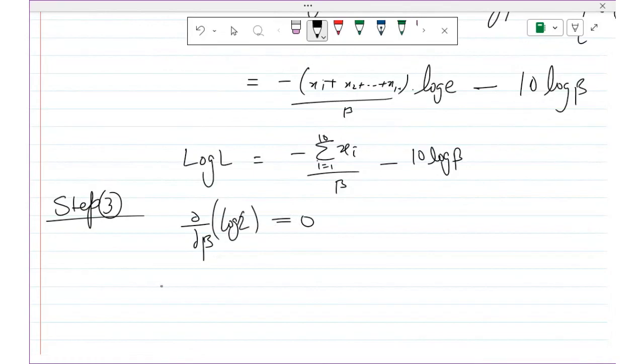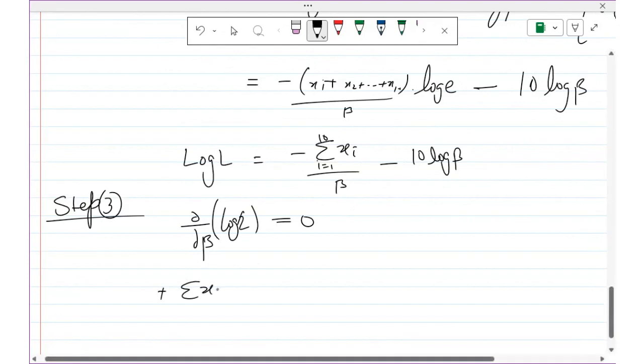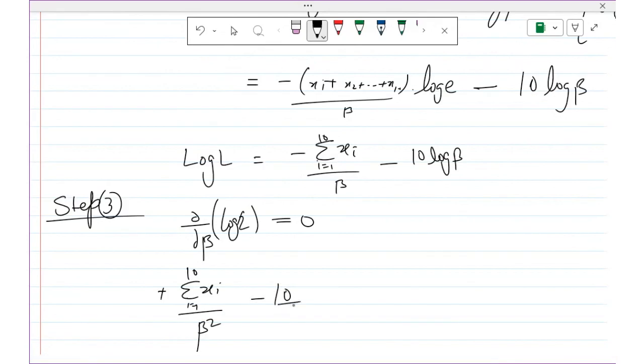What is the derivative of this? The summation of xi does not contain beta, right? What is the derivative of 1 by beta? Which is minus, minus, plus sum of xi as it is, i varying from 1 to 10, and you will get beta squared here. Minus 10 as it is, the derivative of log beta is 1 by beta. So 10 by beta is equal to 0.